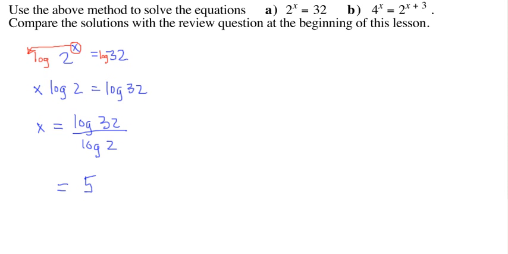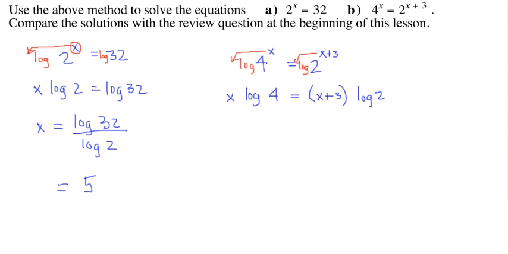They give us another one to work with here. 4 to the x power equals 2 to the x plus 3 power. Again, if we do logarithms on both sides, we can take this x out front, we can take this x plus 3 out front, and we get here x log 4 equals x plus 3 log 2.